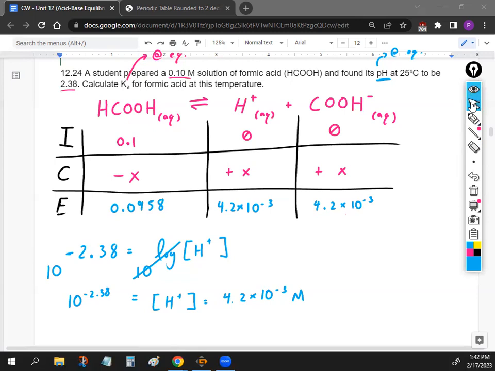All right. And then from there, do you guys think you can find Ka? All right. I'll give you guys a minute to calculate for Ka, minute and a half. And then we'll go over, make sure we all got the same answer. Okay. So calculate for Ka from here.